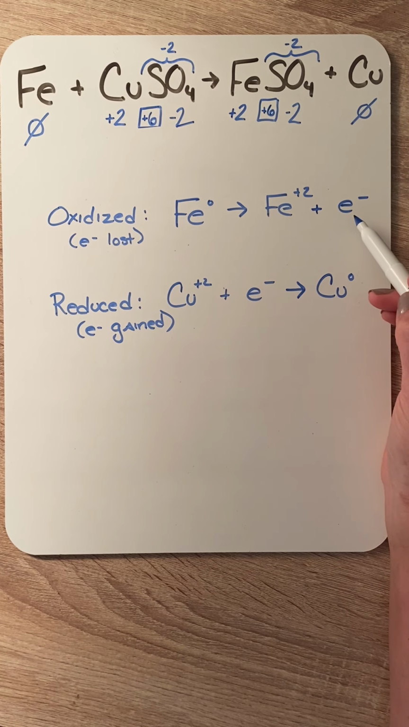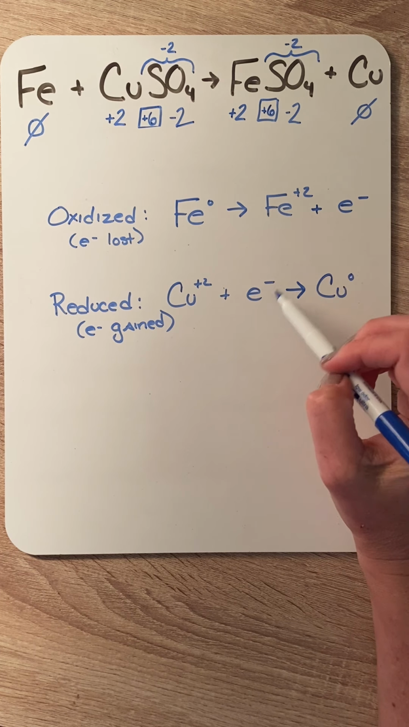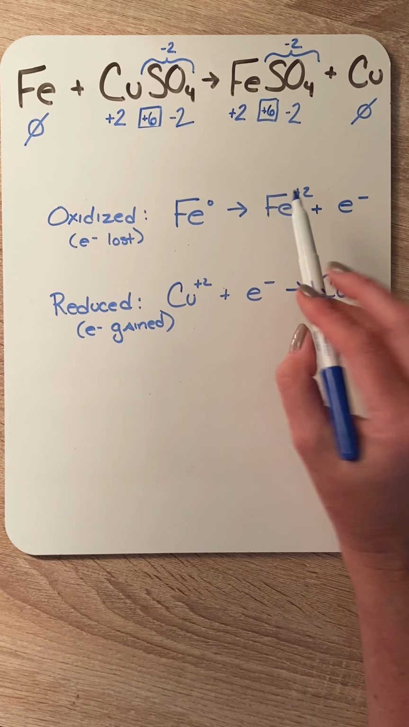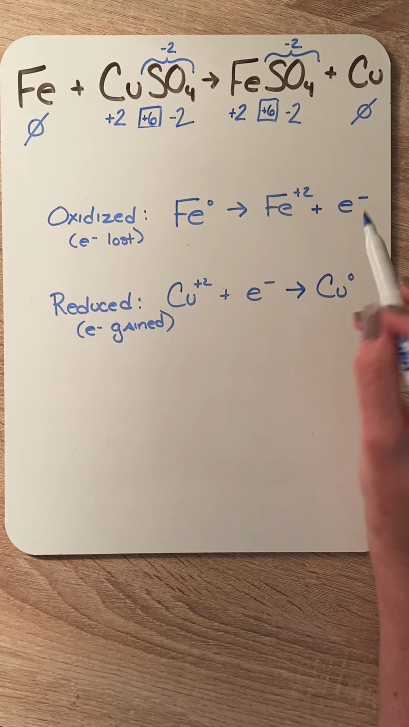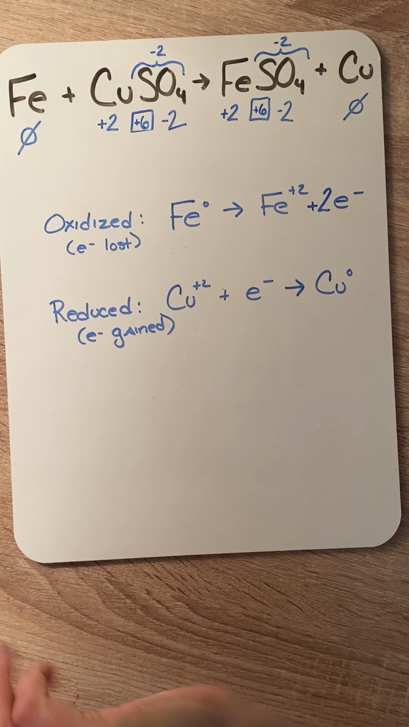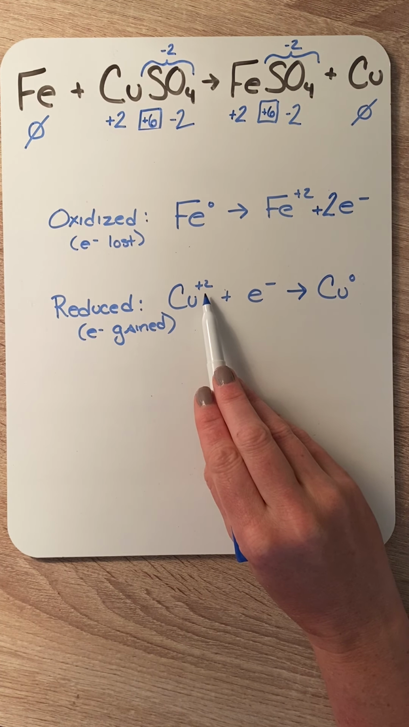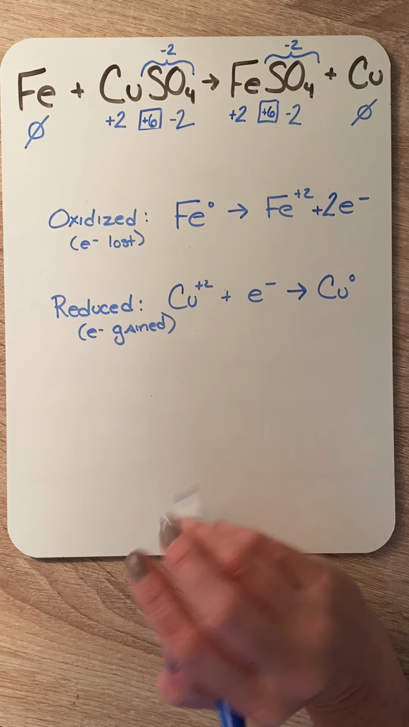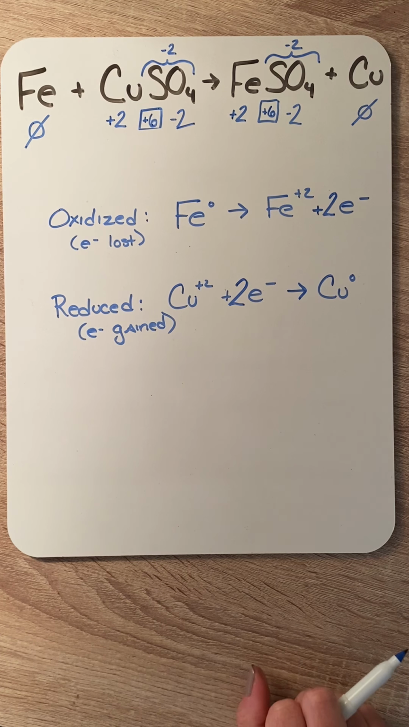Finally, we add our coefficient to the electron to make sure we have the right number of electrons being lost or gained for these charges to make sense. So to go from 0 up to +2, that's going up by 2. Each electron has a -1 charge, so that means 2 electrons were lost in order to go from a neutral iron atom to an iron with a +2 charge. Copper goes from +2 and drops 2 spots to 0, so that means it had to have gained 2 electrons.